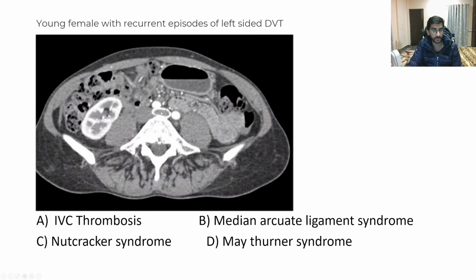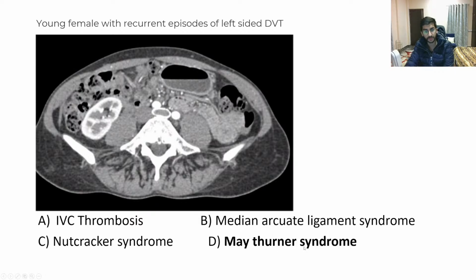This will join. Contrast was injected, arterial phase contrast in this case. The contrast was injected via the iliac vein. So you see there is a filling defect within the iliac vein, and these are the two iliac arteries, and this right iliac artery is compressing on the left iliac vein. So this vascular compression syndrome is the May-Thurner syndrome. Median arcuate ligament causes compression of the celiac artery. Nutcracker causes compression of the left renal vein. It's not IVC thrombosis, because this is not the IVC, this is the left iliac vein. So the answer to this question was May-Thurner syndrome.